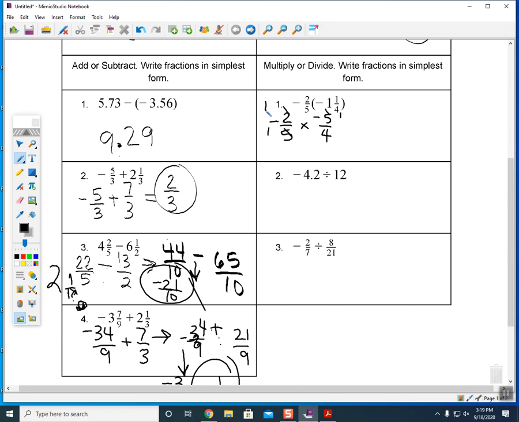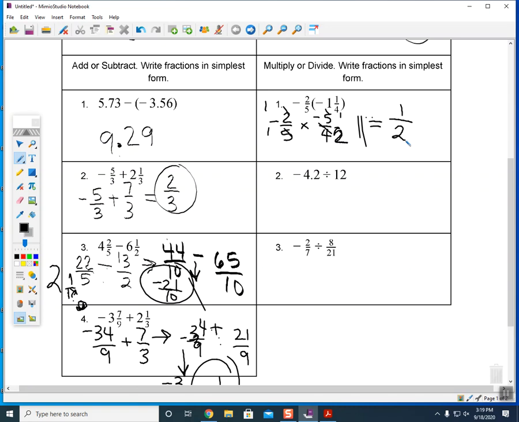I've got a 2 here. I'm going to make that a 1. My 4 becomes a 2 then. So now I've got 1 times negative 1, which is negative 1, and then a 2 times 1, which is 2. They're both negative, so it's going to give me a positive 1/2.